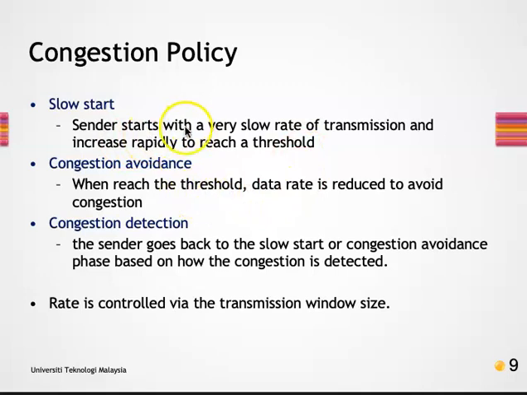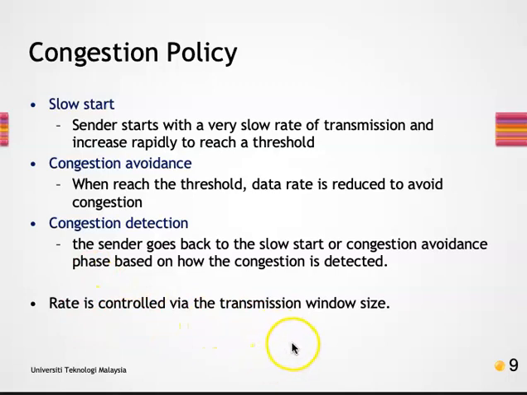The next phase is congestion avoidance. Congestion avoidance happens when the threshold is reached, and the data rate will be reduced to avoid congestion. For congestion detection, the sender goes back to the slow start phase or to the congestion avoidance phase, based on how the congestion is detected. This rate is controlled via the transmission window size.